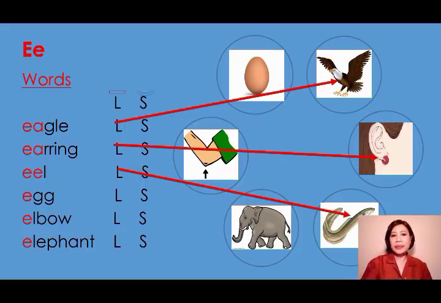Let's continue. E says E as in egg. Egg begins with short vowel sound. E says E as in elbow. Elbow begins with short vowel sound. A says A as in elephant. Elephant begins with short vowel sound.